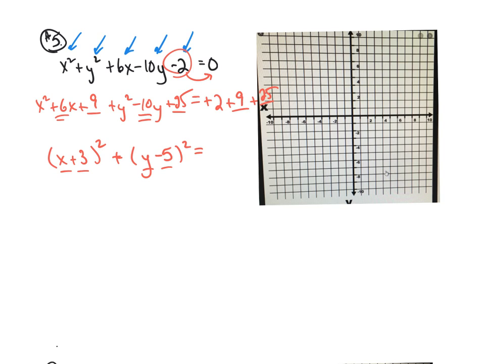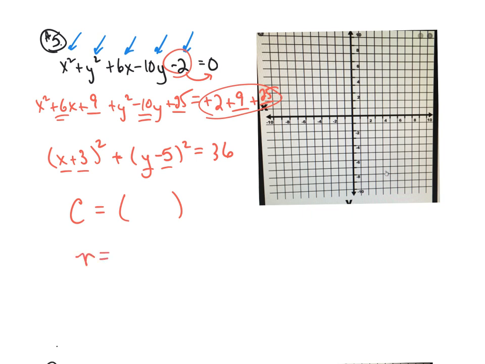Okay? And then to finish this step off, we just add these three numbers together. 2 plus 9 plus 25 is 36. And now we've gone from general form to standard form. So everybody should be able to tell me the location of the center and the value for the radius.